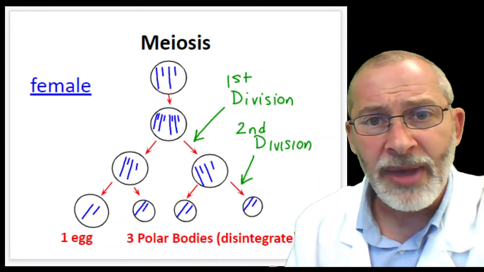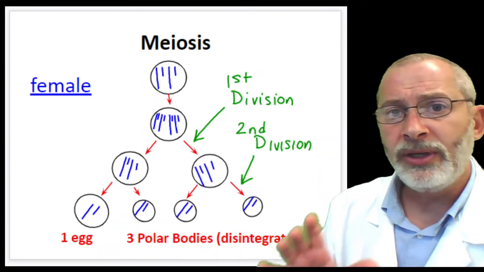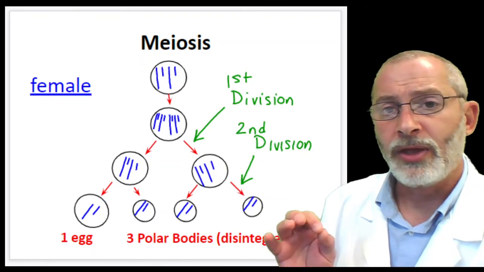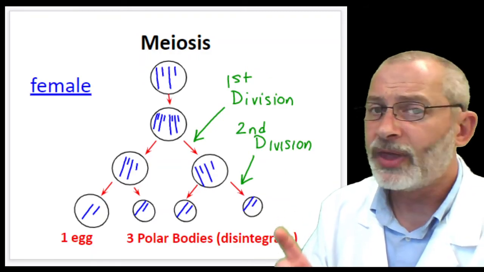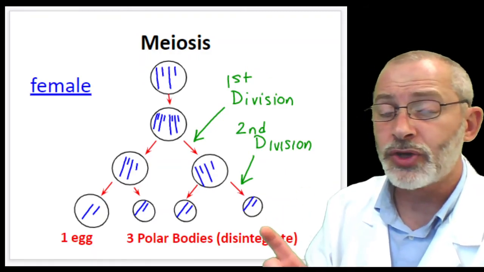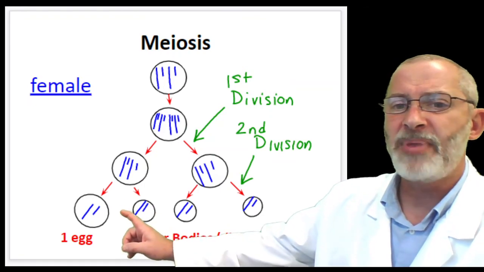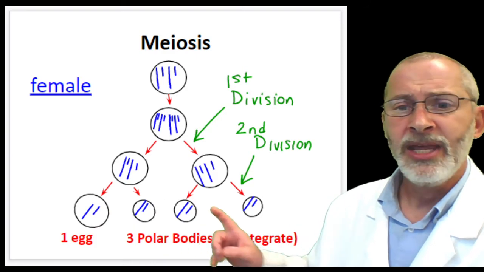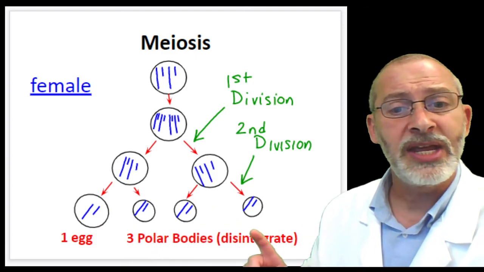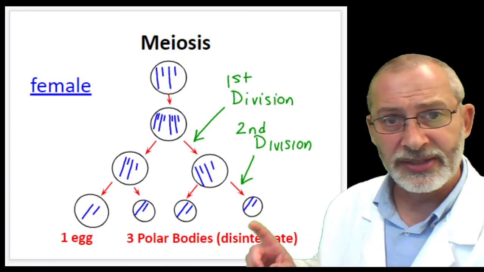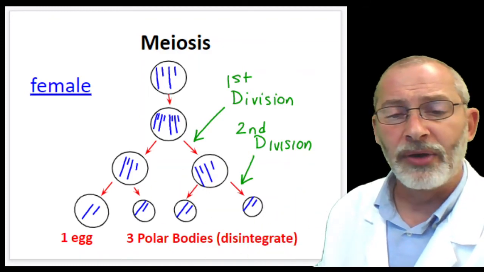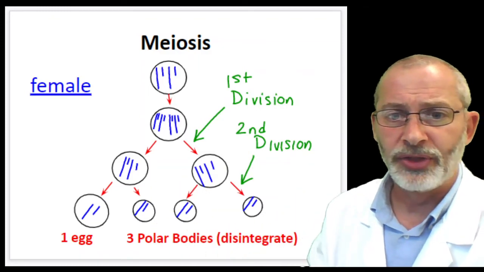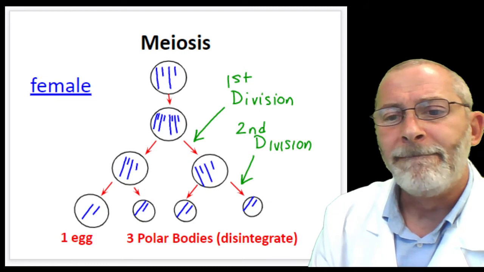You see, females take only the best. They are more selective. They look for only the best. And so females will only take the best sex cell, which results in one egg cell, and all of the other ones that are substandard disintegrate and are eliminated out of the body. They are called the three polar bodies.